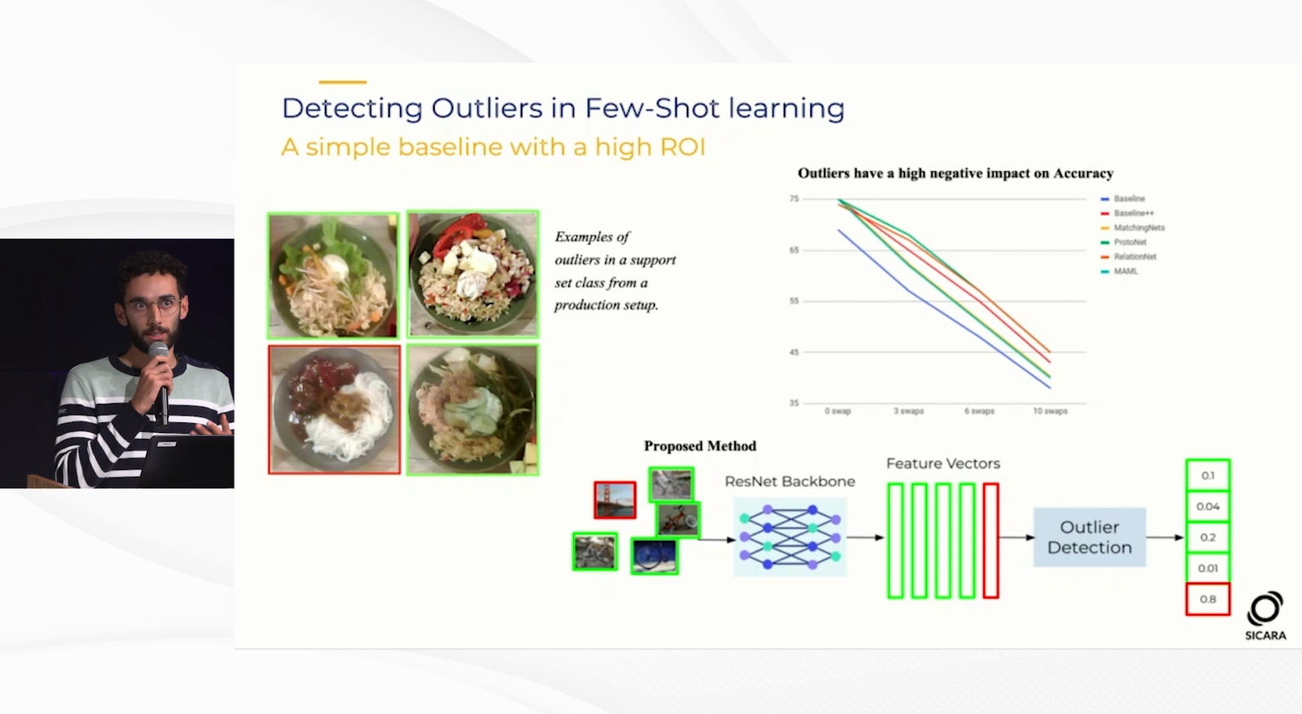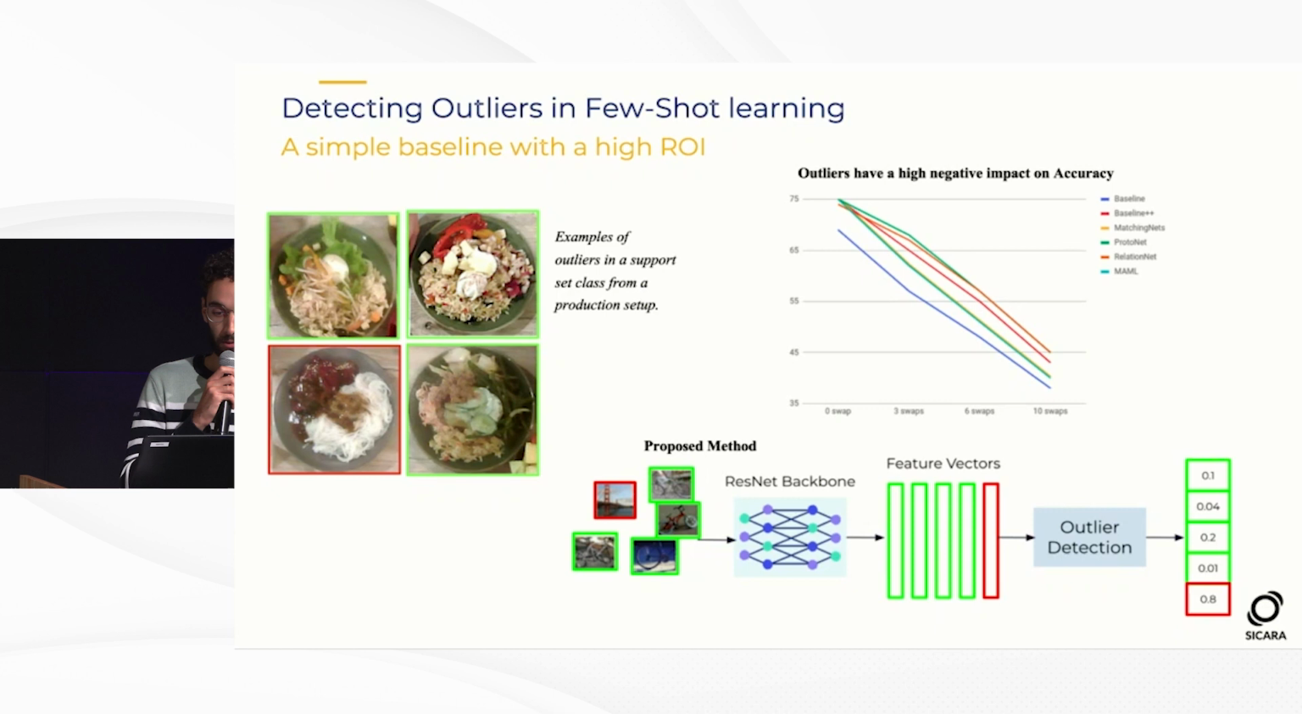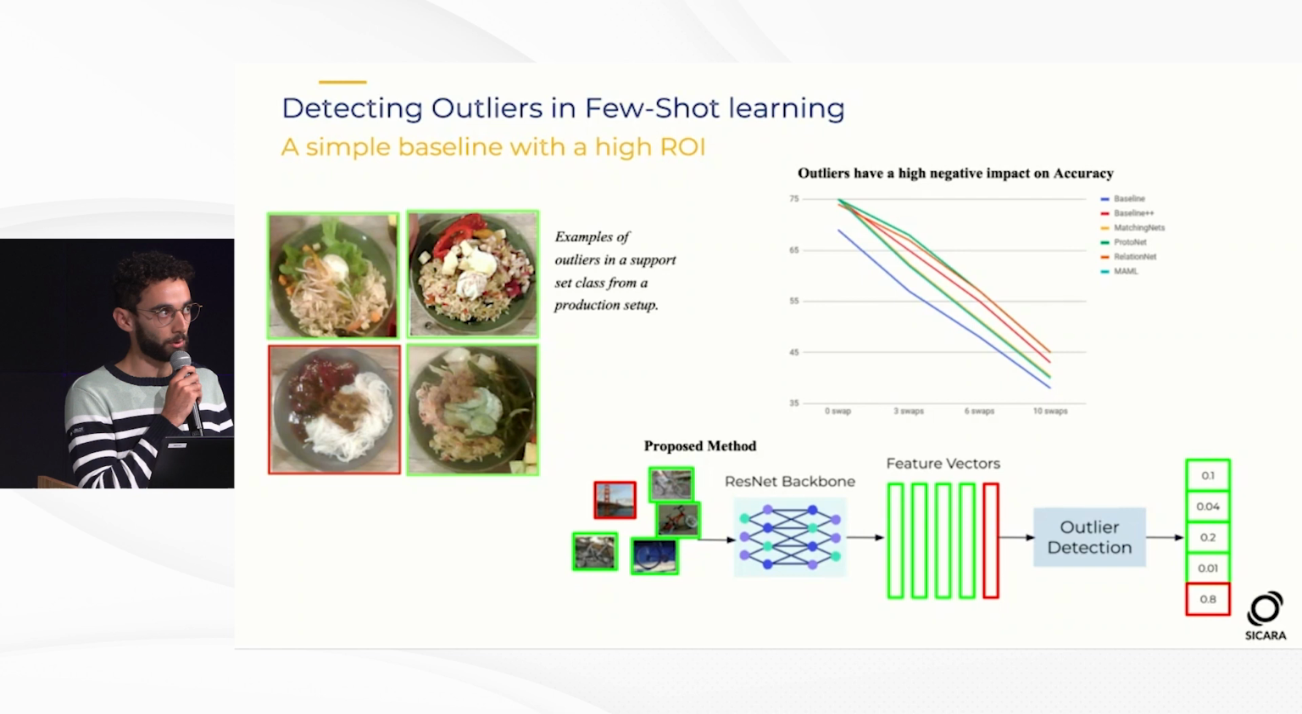And because there are only very few of them, the model will be very sensitive to errors in that support set. So for example, here on the left of the slide, you have an example of a wrong item in a support set in a real-world setup. That means you have a false example among the 4 the model is supplied with. So it has a very high tendency to cause a performance drop in the model because of this error.